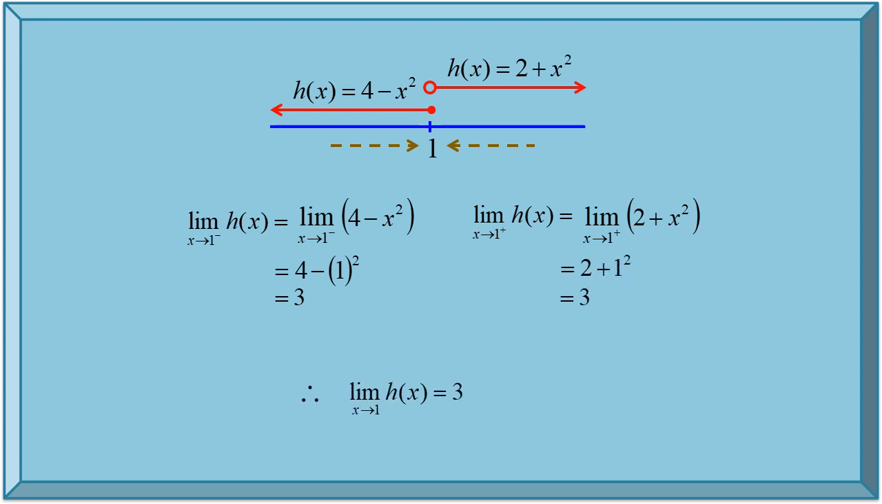So since the limit of h(x) as x approaches 1 from the left side equals 3, which is equal to the limit of h(x) as x approaches 1 from the right side, it means that the limit of h(x) as x approaches 1 is equal to 3.